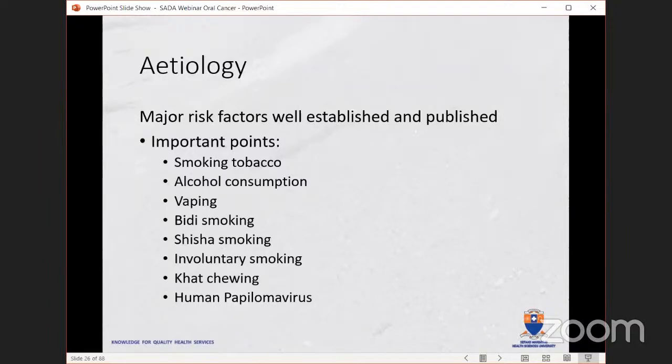The supporting evidence is mainly derived from cohort and case control studies that have been extensively evaluated by the International Agency for Research on Cancer, IARC. And there's also new evidence from pooled analysis reported by the International Head and Neck Cancer Epidemiology Consortium that included studies from the US, Europe, and South America. So we will look at the points listed on this slide for the purposes of this webinar.